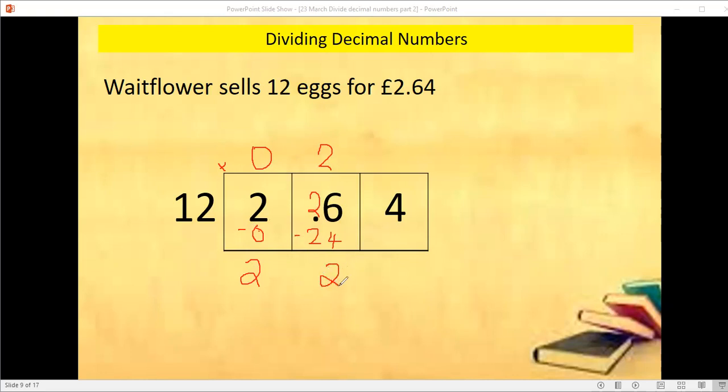So we need to put 0 here. And then we are going to put the 2 beside the 4. So 24 divided by 12 is 2. Then 2 times 12 is 24. Then we need to subtract, which is 0. So therefore, and don't forget the decimal point, it will be here. So the answer of dividing is 0.22.